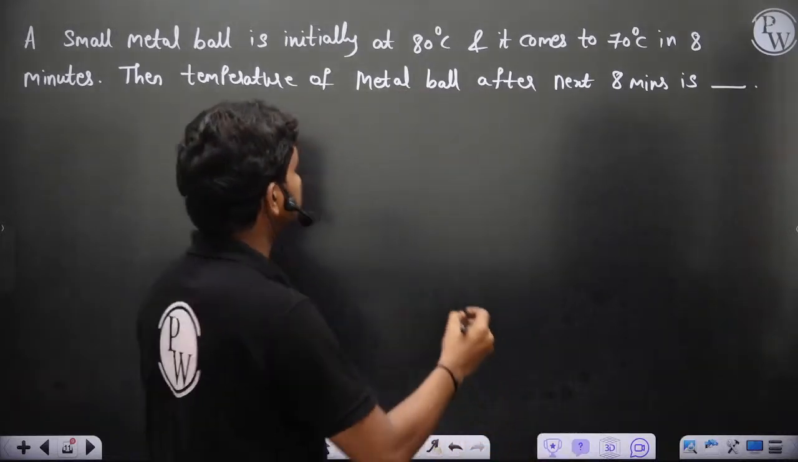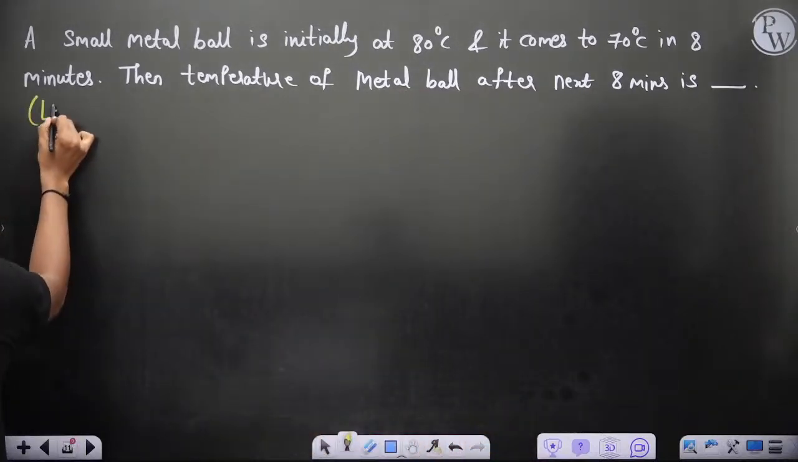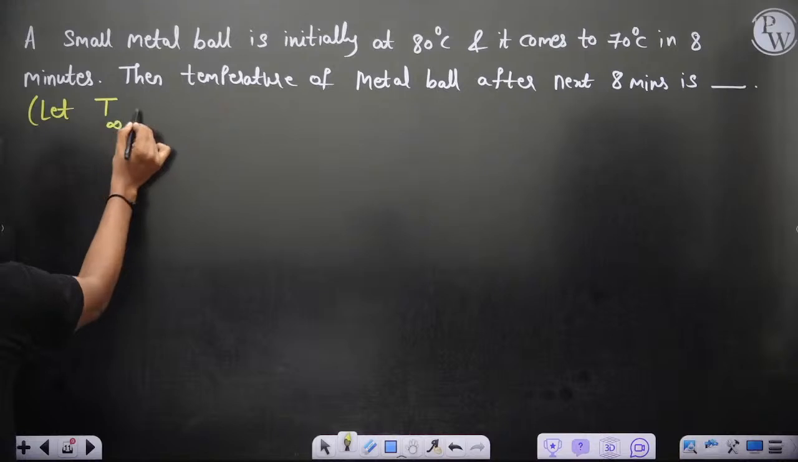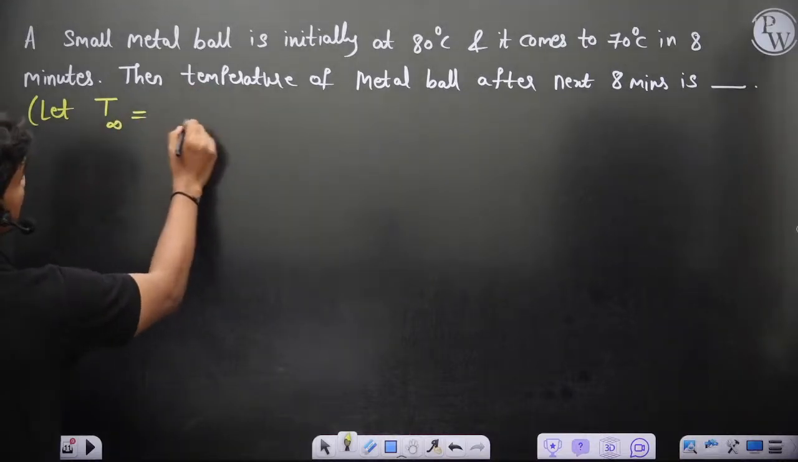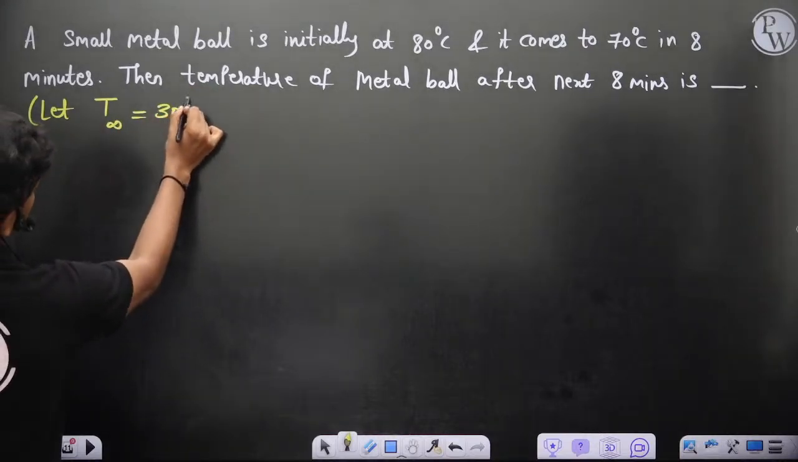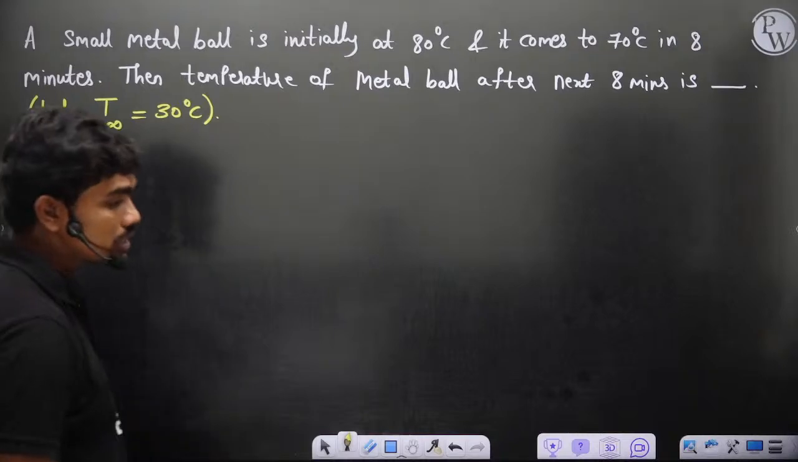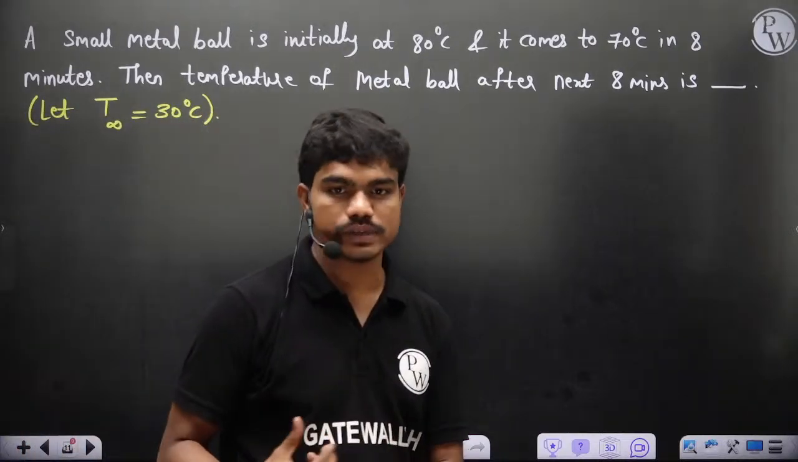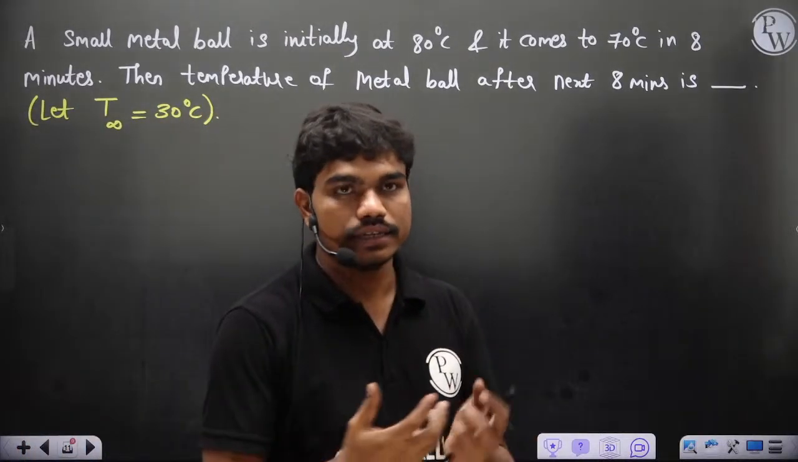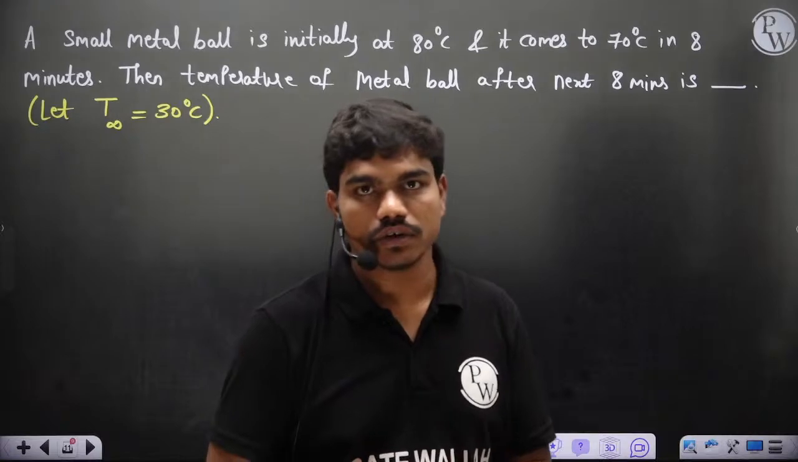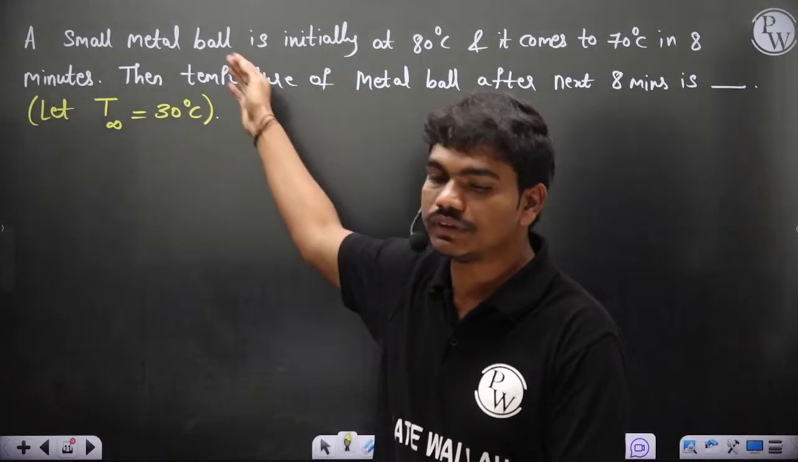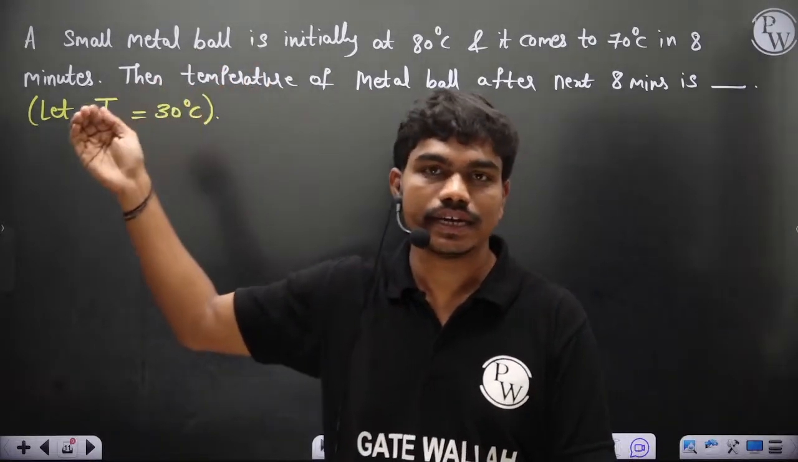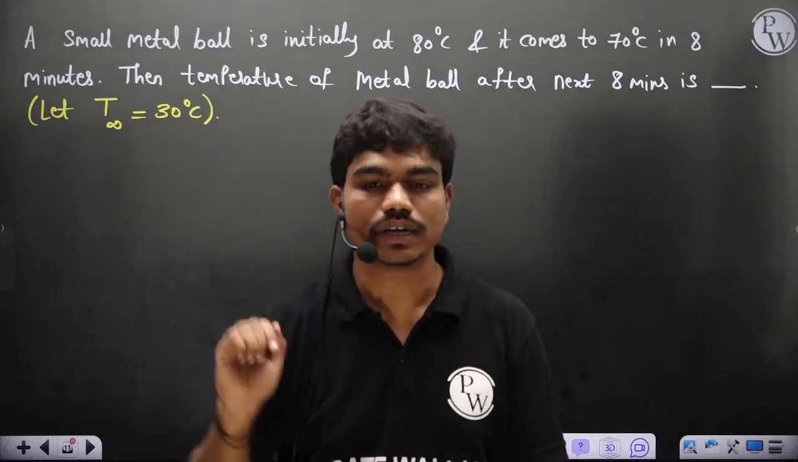Okay, so let T ambient, T infinity, be the surrounding temperature, say 30 degrees Celsius. What people normally feel, like in an aptitude question, is that if the temperature decreases by 10 degrees in the first 8 minutes, then in the next 8 minutes it also decreases by 10 degrees. But this will never happen.